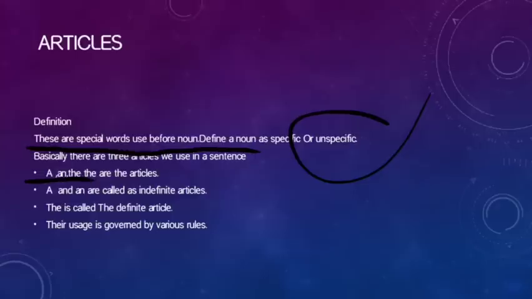One more important thing before we dig into the rules, that I've told you in my previous lecture, that articles are adjectives. Because they give us some information about a noun or pronoun, articles are demonstrative adjectives. Now let's dig into the rules.